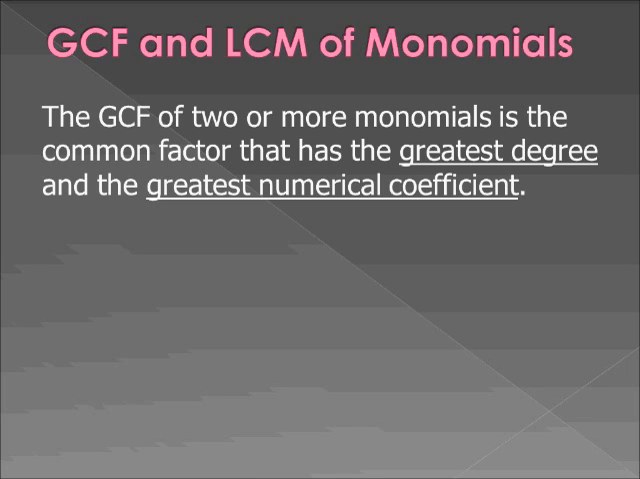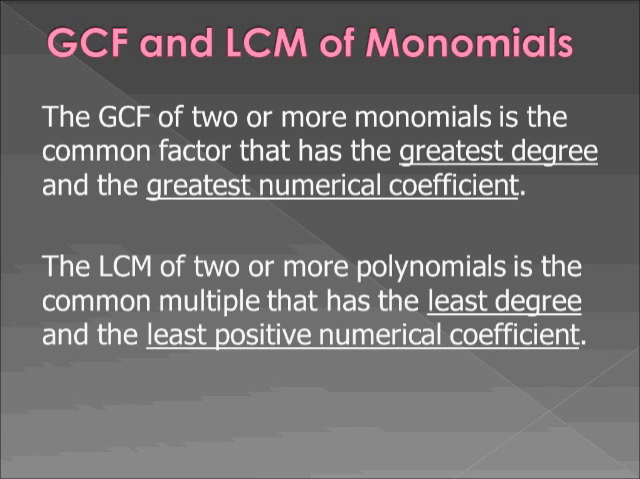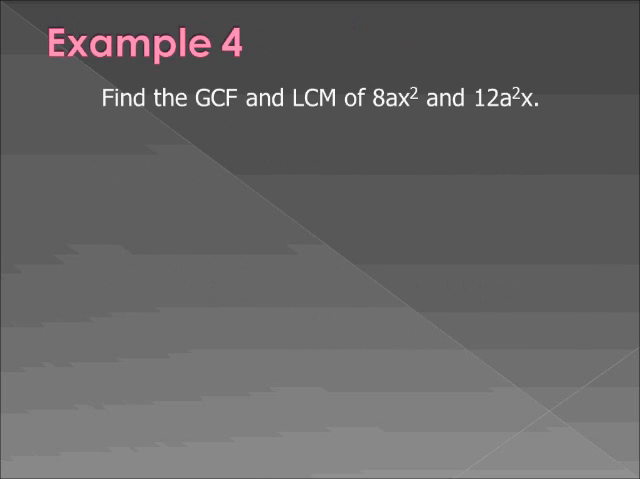The greatest numerical coefficient is just another way to find the GCF of the two or three coefficients, however many monomials there are. The LCM of two or more polynomials is the common multiple that has the least degree and the least positive numerical coefficient. So let's see how this works. Find the GCF and LCM of 8ax squared and 12a squared x.